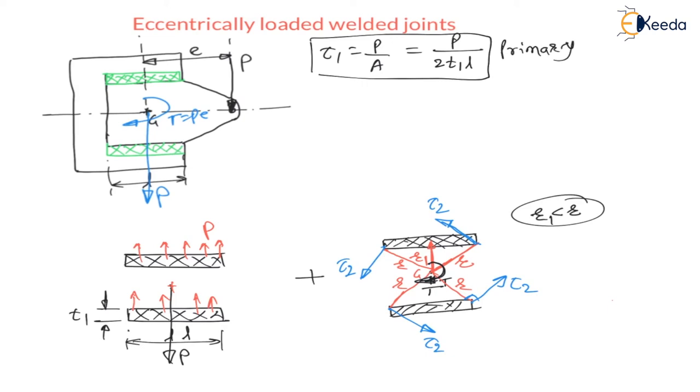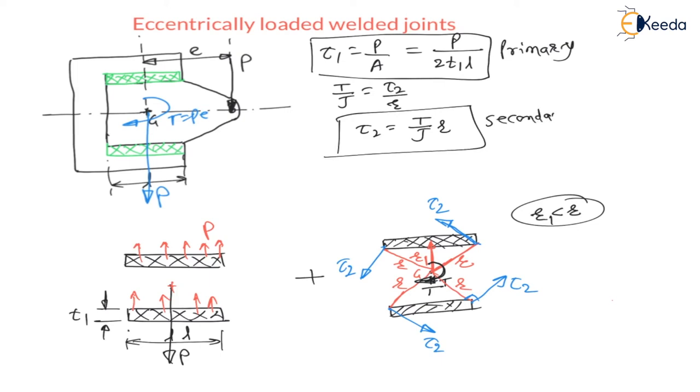Again, there will be a secondary shear load here, tau 2, which is given by the torsional equation, T by J is equal to tau 2 by R. In the secondary shear load, we have to use the radius, because it is acting at radius R. Therefore, tau 2 is equal to T by J into R. Our target is to find J, the polar moment of inertia, and R, the distance of the extreme point from the center, or G.